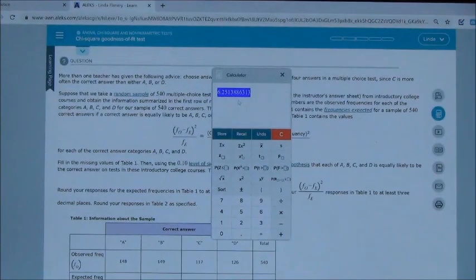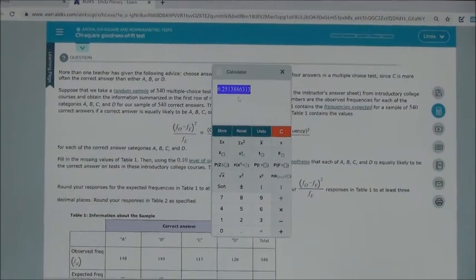The question asks, can we reject the hypothesis that we're equal? Well, no, we're going to accept the hypothesis. We are going to say they're equal. So can we reject the hypothesis? No, we cannot reject the hypothesis.